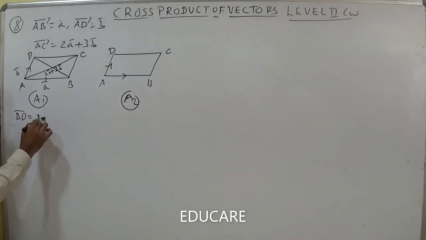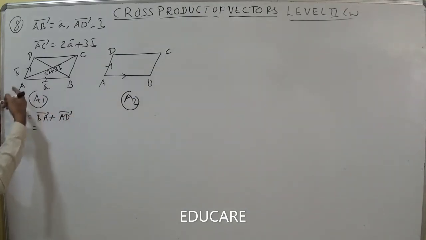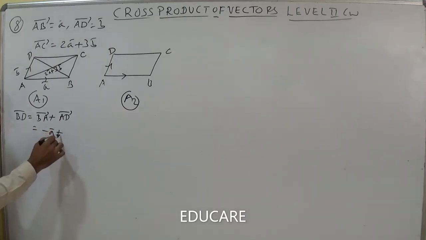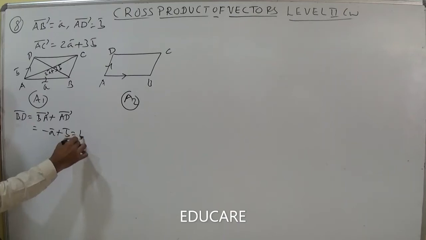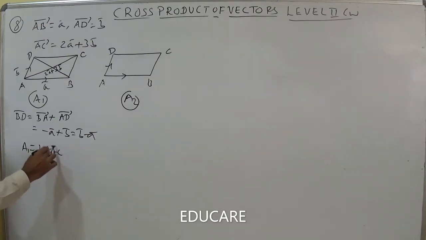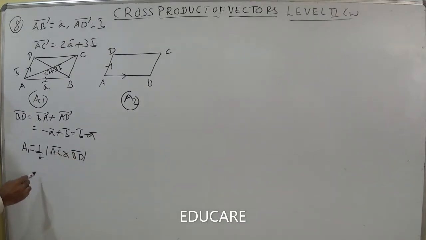Using the parallelogram property, you can say that BD is equal to BA plus AD. What is BA? It is minus A. So minus A plus B, so B bar minus A bar we can write. Then area 1 I am writing as 1 by 2 into AC cross BD.